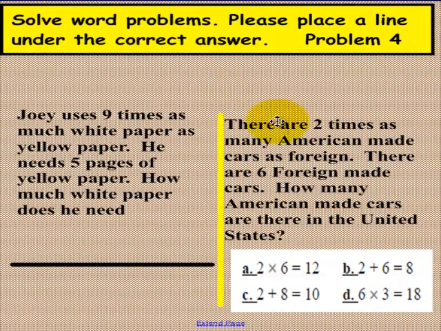Problem 4. Two-word problems. Let me read the first and second one to you. Joey uses 9 times as much white paper as yellow paper. He needs 5 pages of yellow paper. How much white paper does he need? Place your answer here. There are 2 times as many American-made cars as foreign. There are 6 foreign-made cars. How many American-made cars are there in the United States? Please draw a line under the correct answer over here. If you would please pick up a pen to solve these 2 problems.